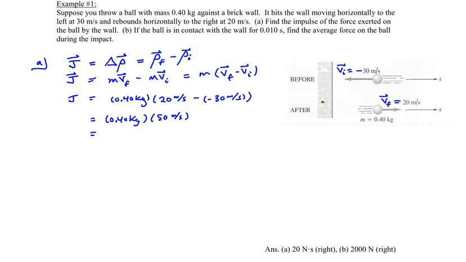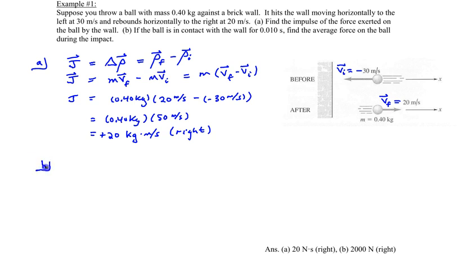So when you multiply these two out, you should get 20 kilograms times meter per second. Or you could also write it as 20 Newton seconds. And this is to the right. That's actually in the same direction that the force is acting. Remember, we got an answer that was positive, so that means that's why it's to the right.